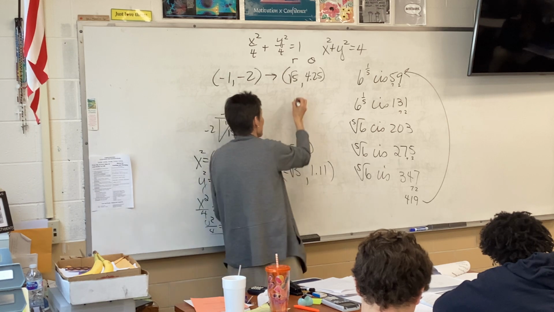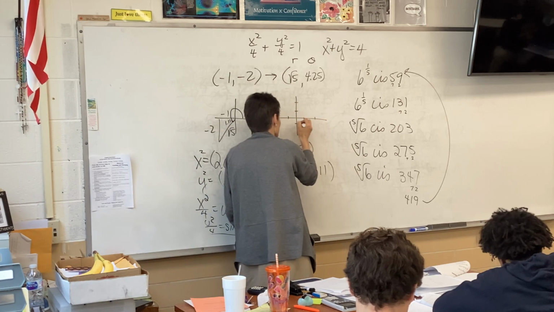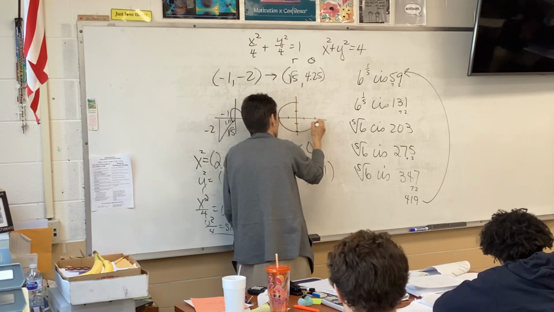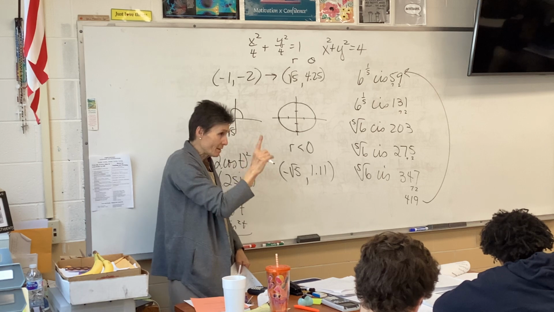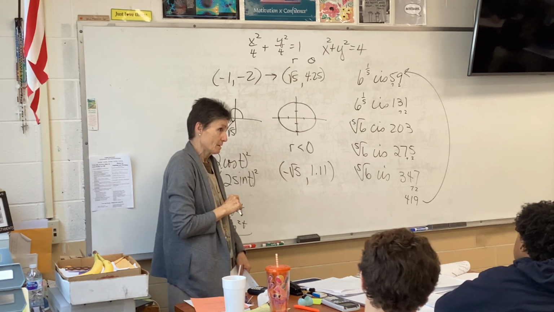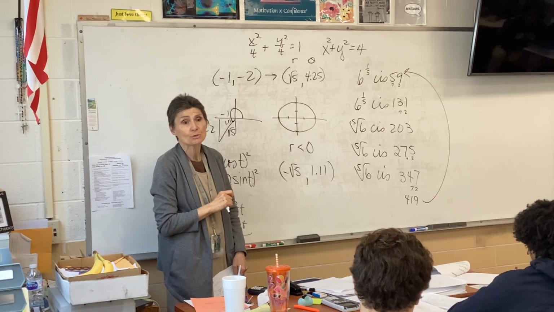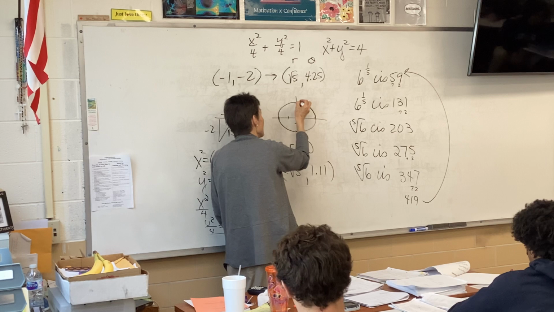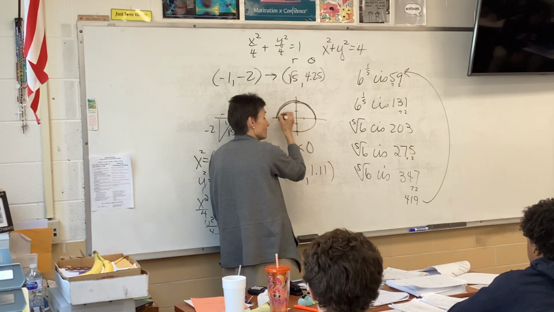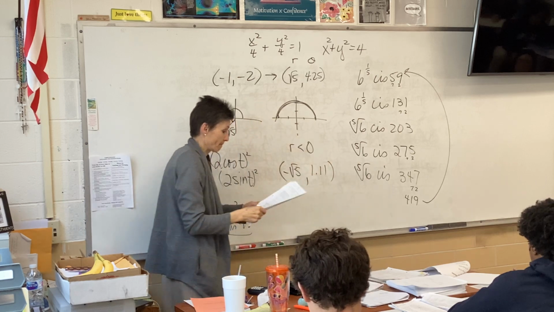So if I drew the whole circle with a radius of 2, that would be okay, except what do these directions say? You are only to go from 0 to pi, which is just this part of your circle. So that's what it is.